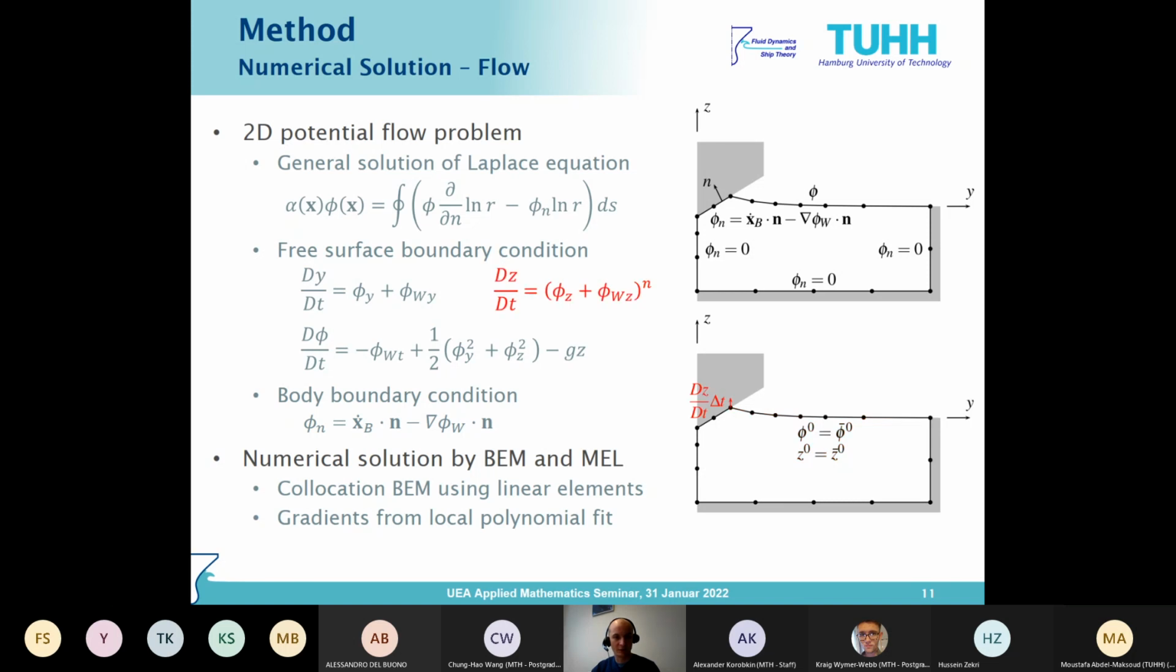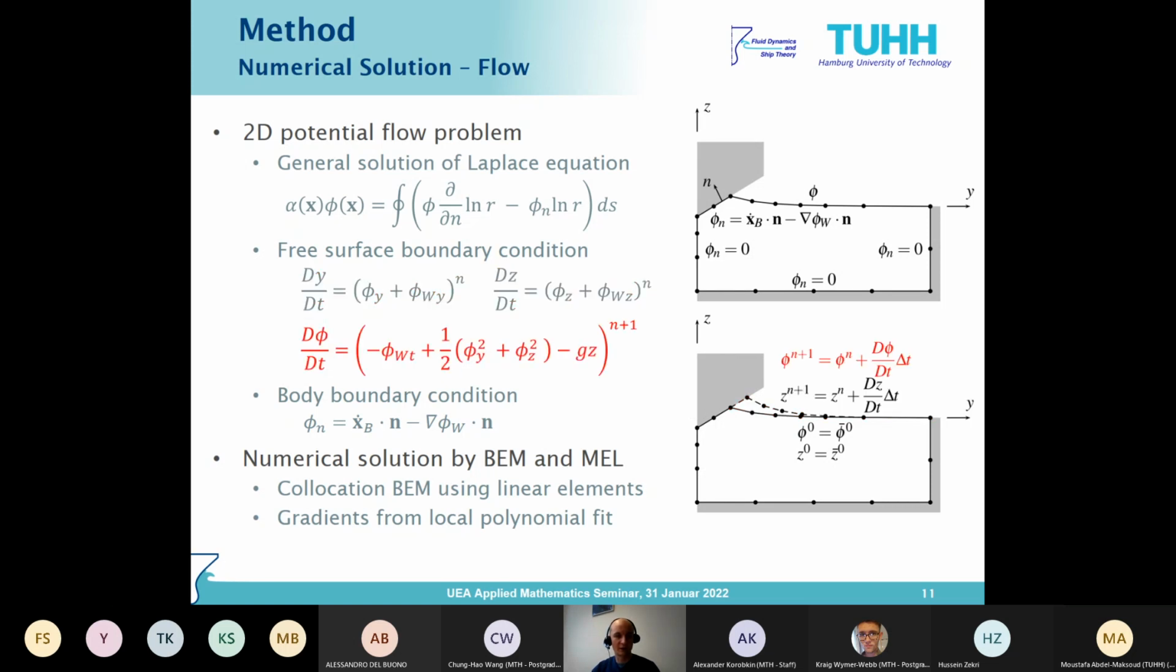And then we go ahead and take our kinematic boundary condition. We can calculate this value from the gradients of the potential, which we calculated before using the boundary value problem. And then we move the node by integrating this value in time. And the same for the y direction. Doing this for every node on the free surface, we get a new shape for the free surface.